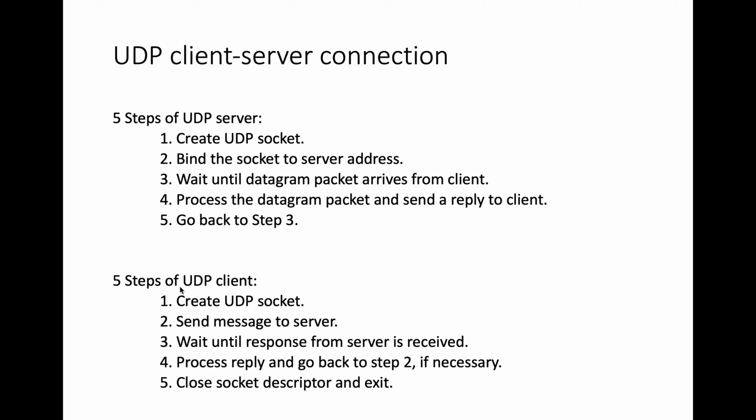So the 5 steps of the UDP client. First, we have to create a UDP client socket, and then we have to send the message to the server, and then just wait until the response. First, I think we have to write a message. Okay, so first we have to send a message to the server, and then wait until the response comes from the UDP server. And we have to do the same thing repetitively, or by running multiple UDP clients, and then just close the descriptor and exit.